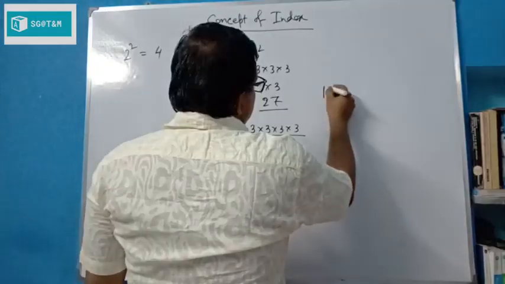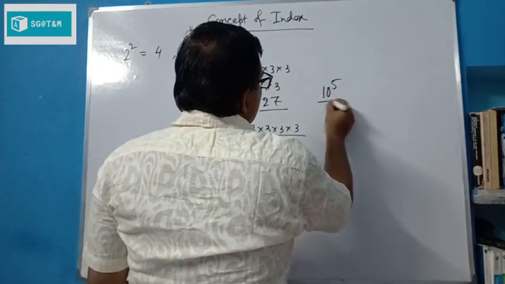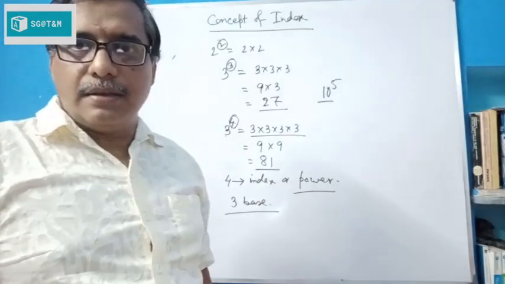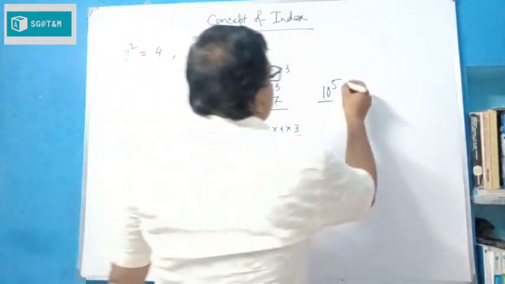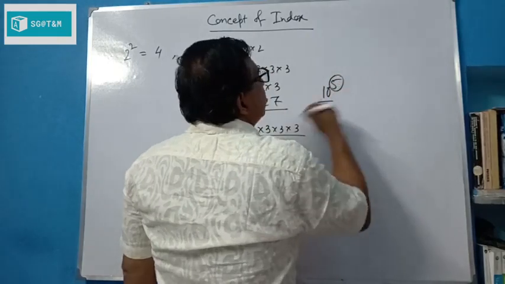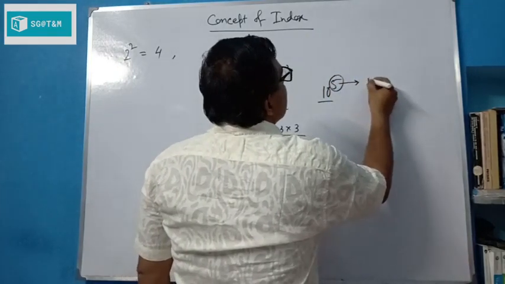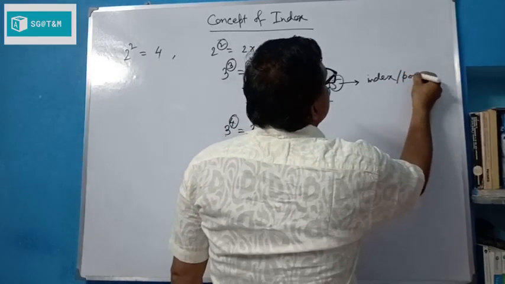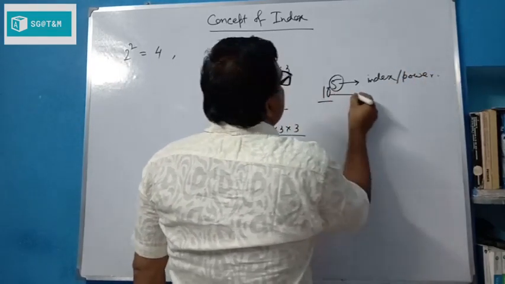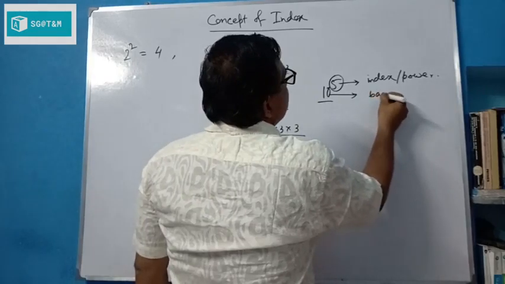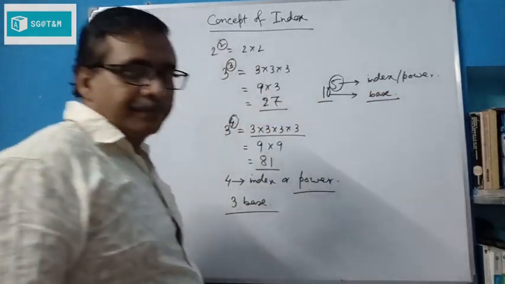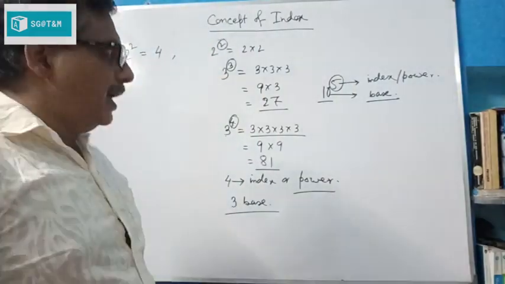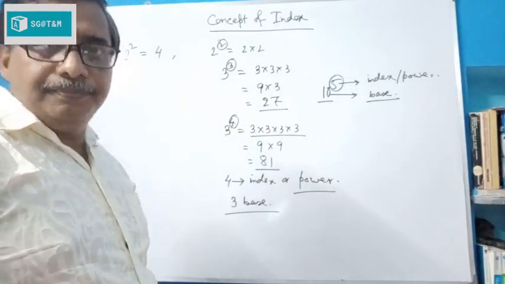Now if we write 10 to the power 5, in this case which one is base and which one is index? In this case, this is the power of 10. So 5 is the index or power, and this 10 is known as base. 10 is known as base and 5 is known as index.